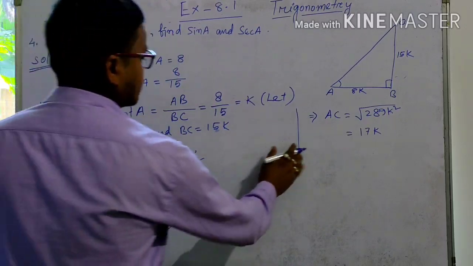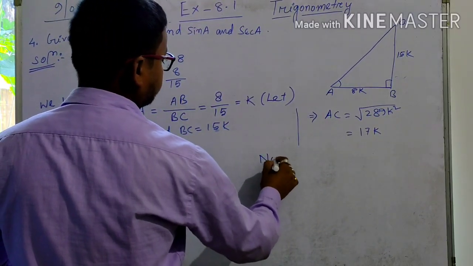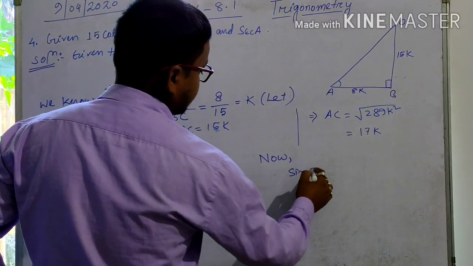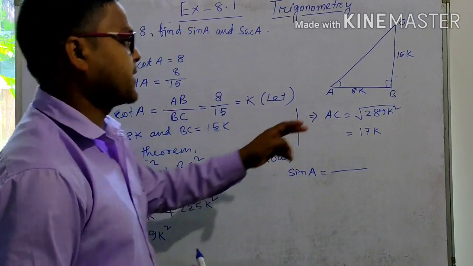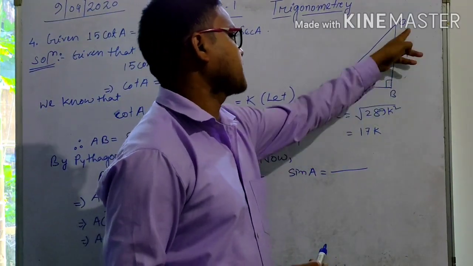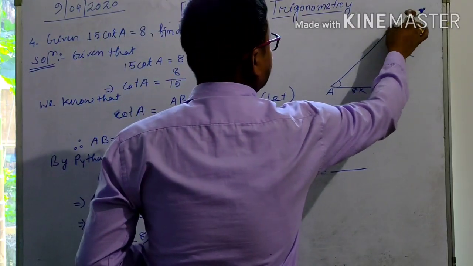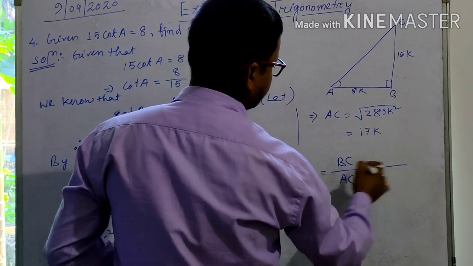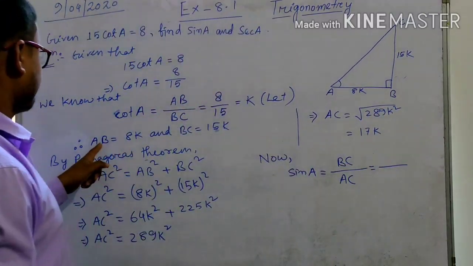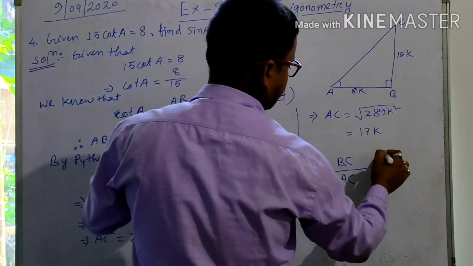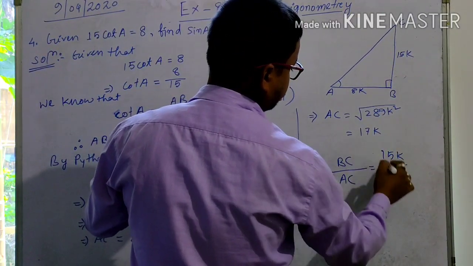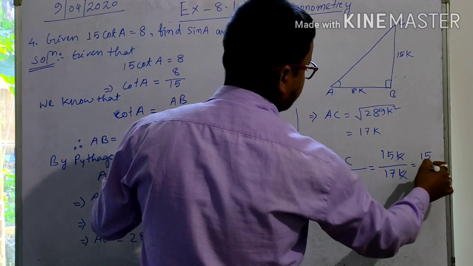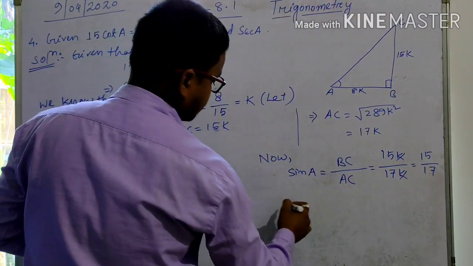Now we use the trigonometric ratio. You have to find sin A. We know sin A is perpendicular by hypotenuse. Here perpendicular is BC and hypotenuse is AC. The value of BC is 15K and AC is 17K. So finally K cancels and you will get 15 by 17.